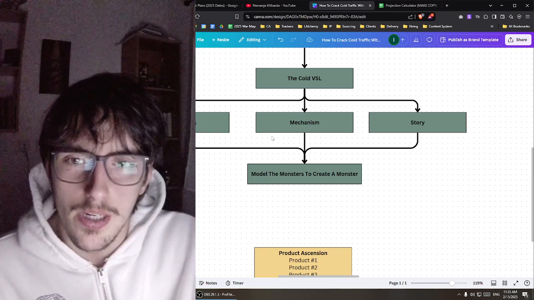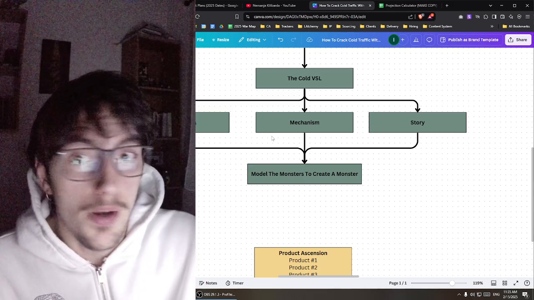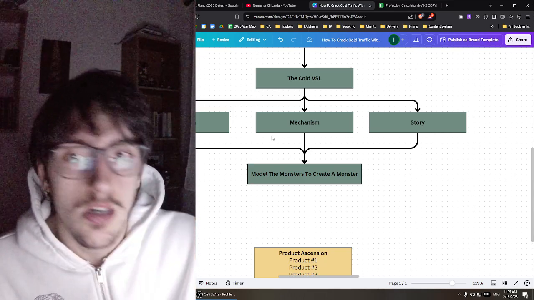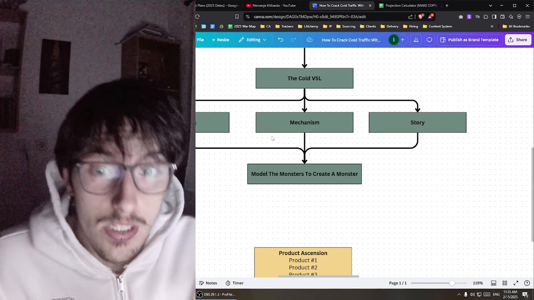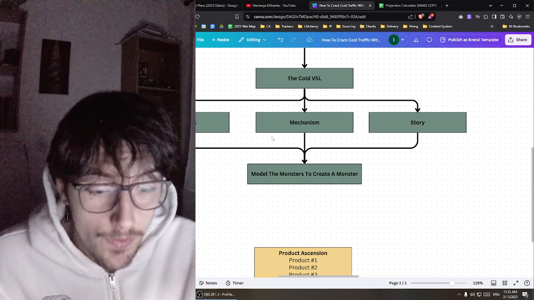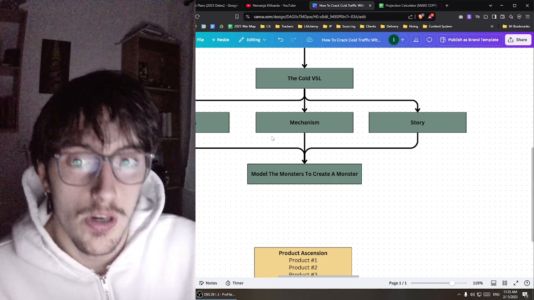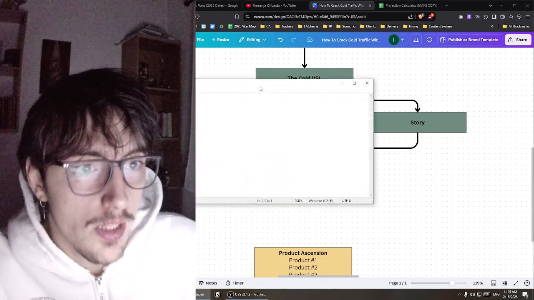And it doesn't have to be competitors, right? It can be another niche, another vertical, whatever. But you just want to find the biggest VSLs in the game and transfer them over. Transfer the general structure over, like literally like this.